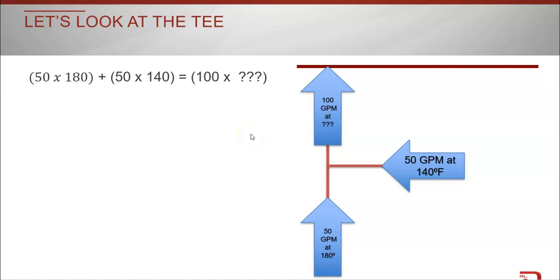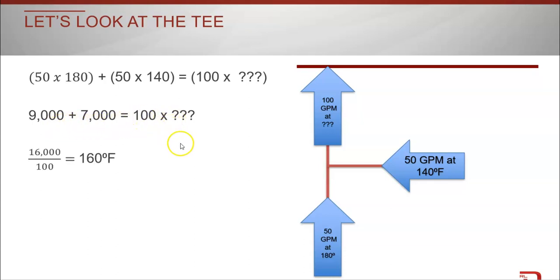So I've got 50 times 180 plus 50 times 140 going into the T. I now have 100 GPM of what temperature coming out? So if I just do the math, 9,000 plus 7,000 equals 100x. And the answer is going to be 160 degrees F.